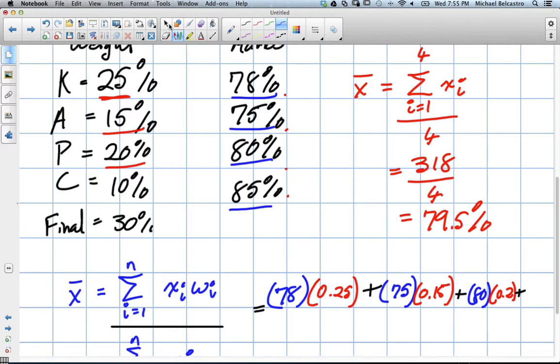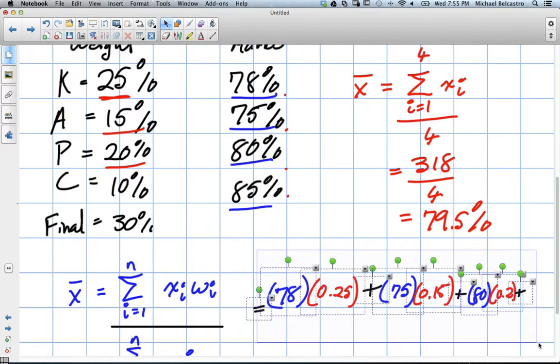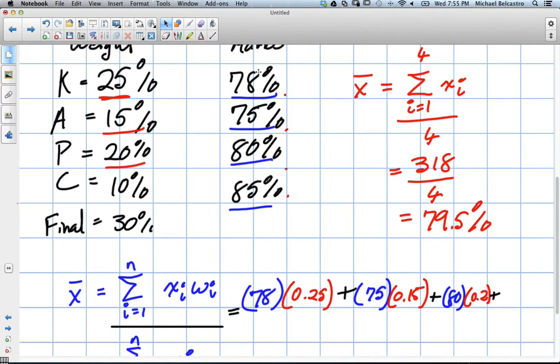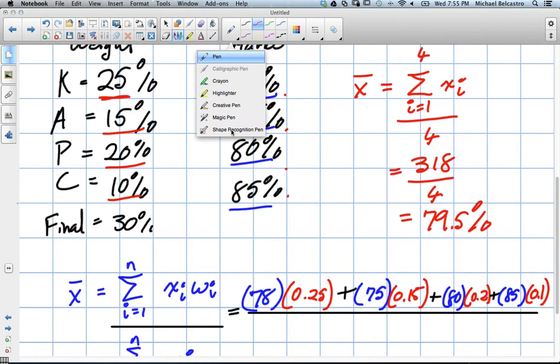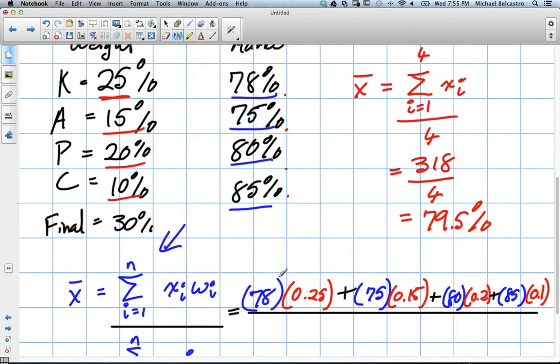And then finally, our last term of 85. I'm going to need a little more room, so I'll move this over. 85 multiplied by 10, which is 0.1. Okay, so that's the top part. That's what these symbols technically mean. Instead of writing it out the long way, they represent it with this symbol.